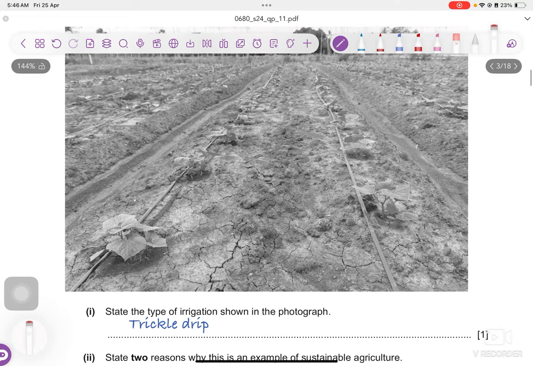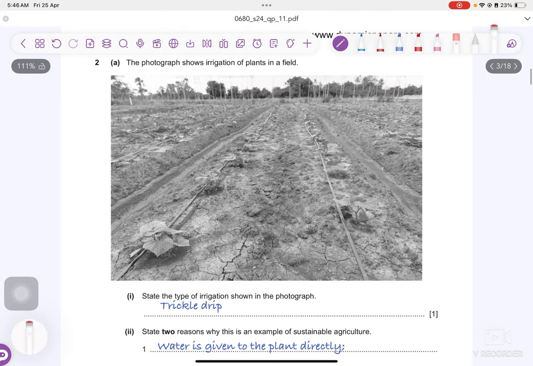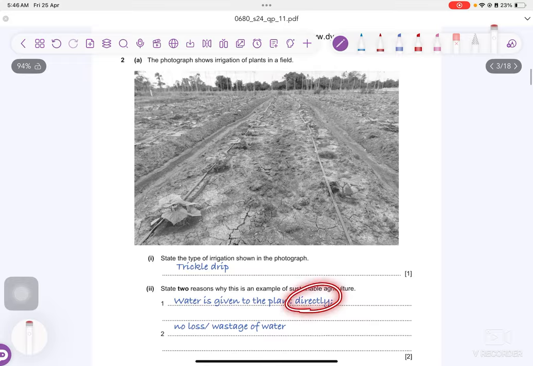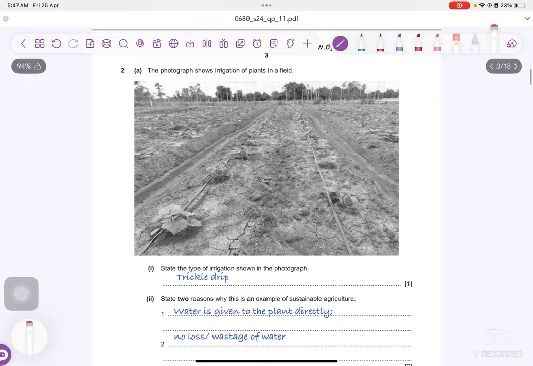Okay, next question is talking about 2 reasons why this is sustainable. When we're talking about sustainable, it means that we are using whatever we're using efficiently. So when we're talking about sustainability, we're saying that the water is given directly to the plant, so we're not gonna lose water, no loss or wastage of water, no evaporation of water, okay, because it's directly supplied to the plant itself, and any valid point would make. Take a look at the mark scheme, okay, because there are more points, but I didn't write them all.